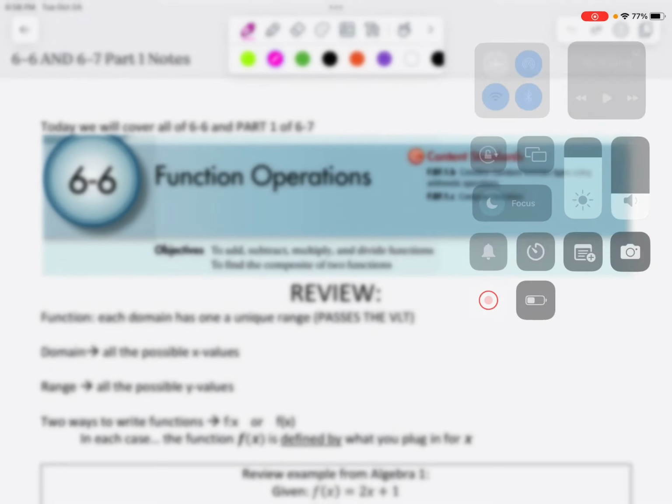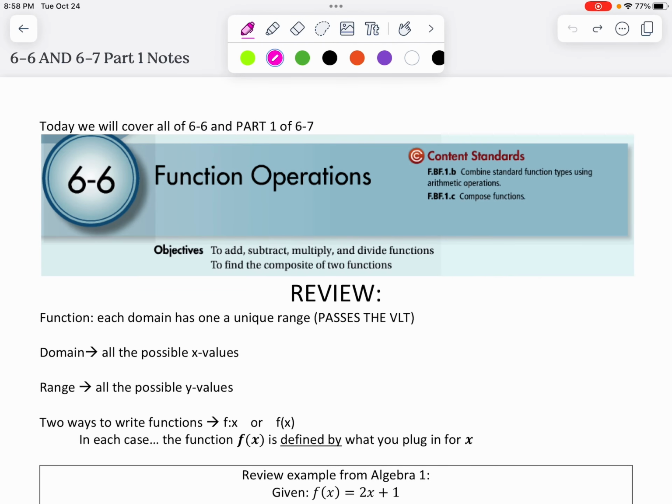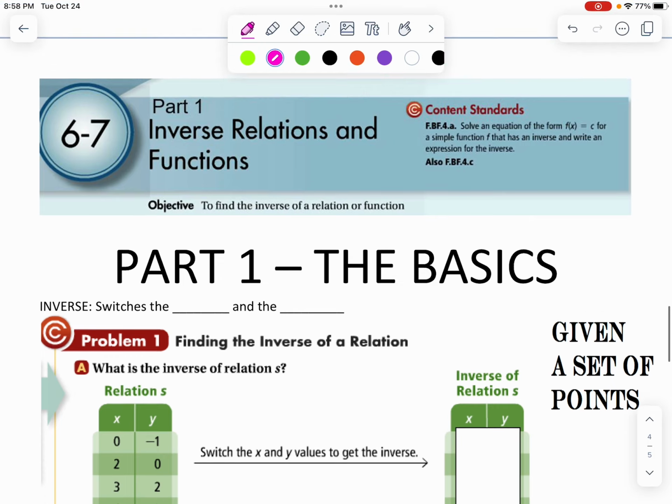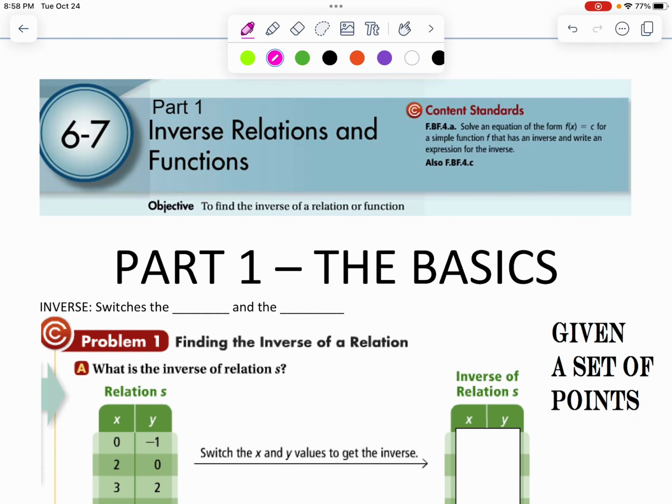Welcome to 6-6 and 6-7 part 1. We're going to start with 6-6, function operations, and we're going to move to part 1 of 6-7, because 6-7 is too much to deal with all in one lesson.